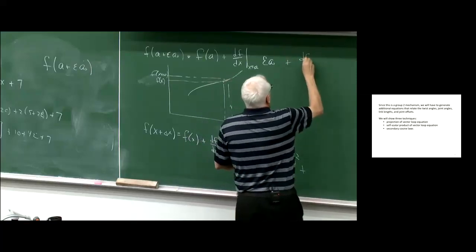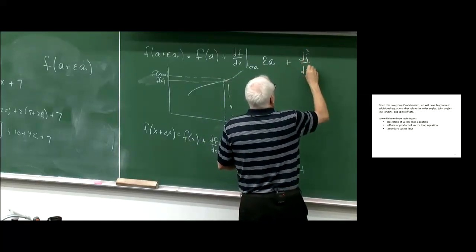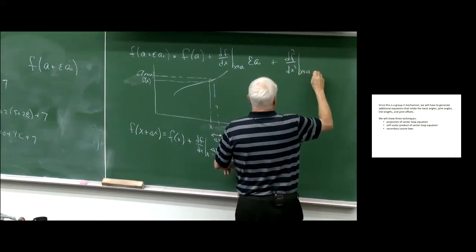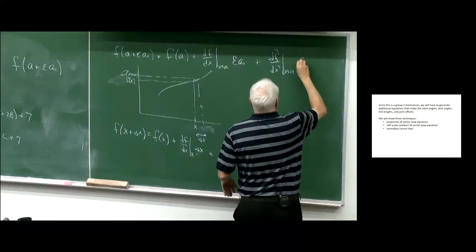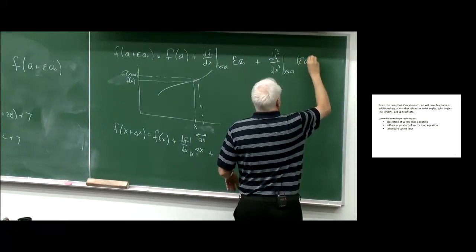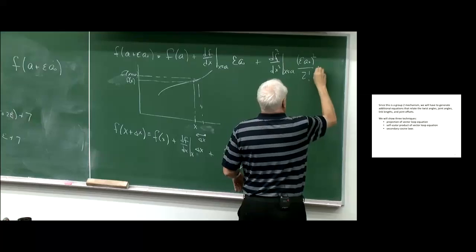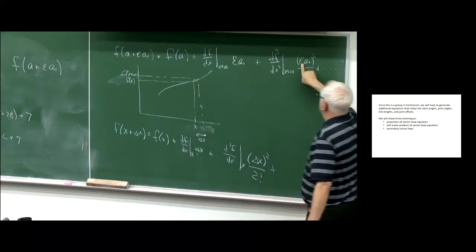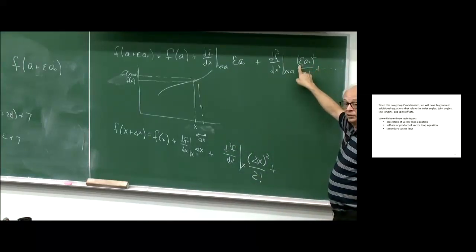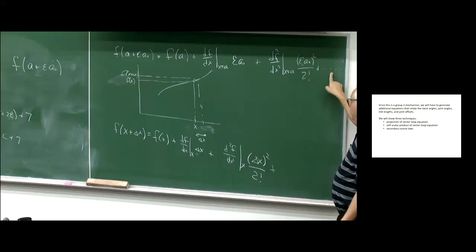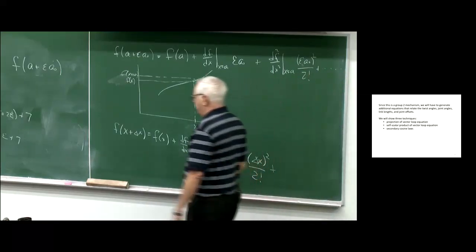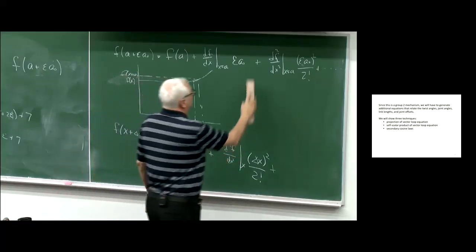I could say the second derivative evaluated at my expansion point, but then it's times how far I tweaked it, epsilon a naught squared over 2 factorial, plus dot, dot, dot. And guess what? Epsilon squared is 0. This term would have had an epsilon cubed. Those terms, because of the definition of epsilon, are 0.